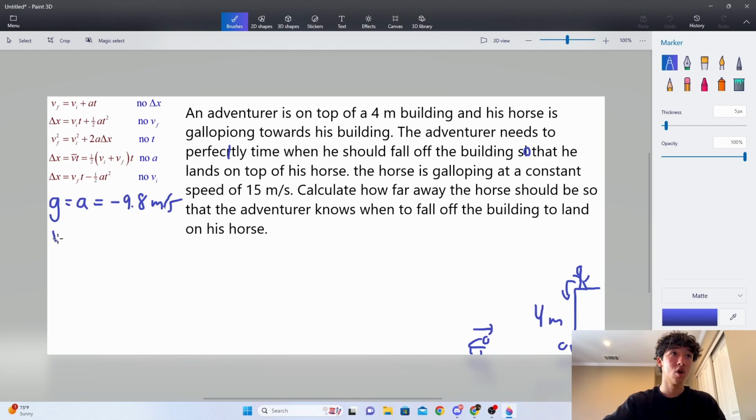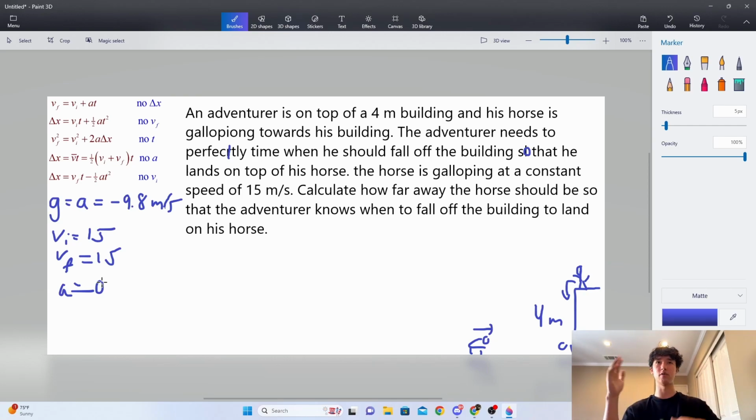So what happens? When the speed is equal to 15 meters a second, that means VI is equal to 15 and VF is equal to 15, which means that there's no change in velocity, which if you are in calculus, then you know that acceleration is 0 because it's not speeding up or slowing down. That's what this constant means.